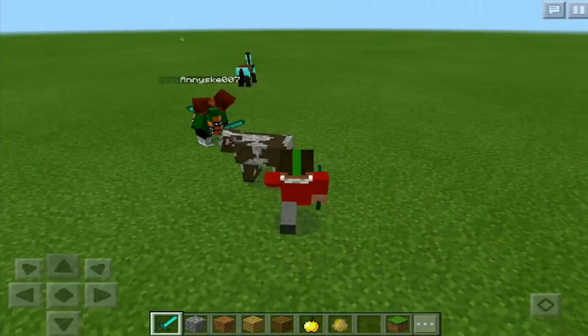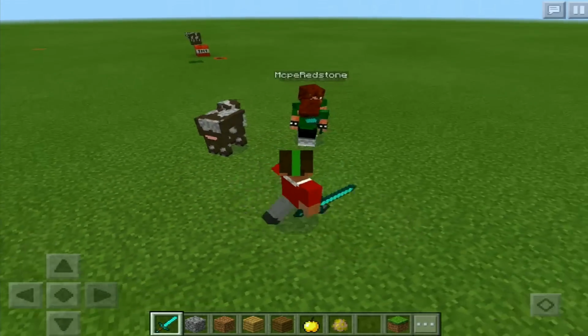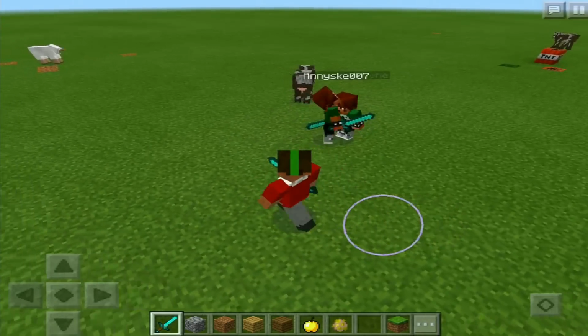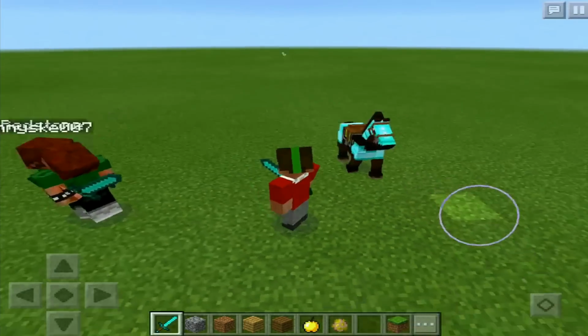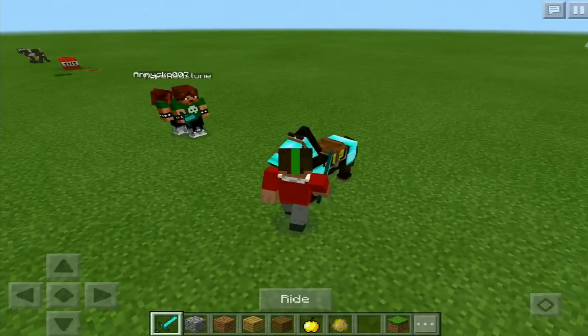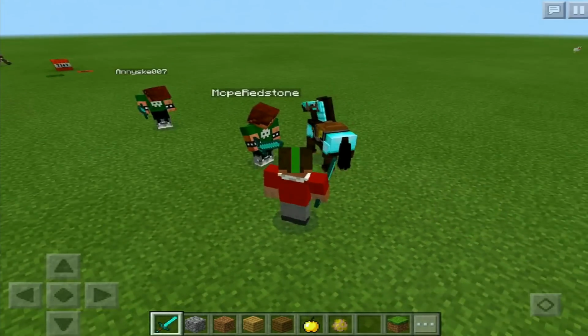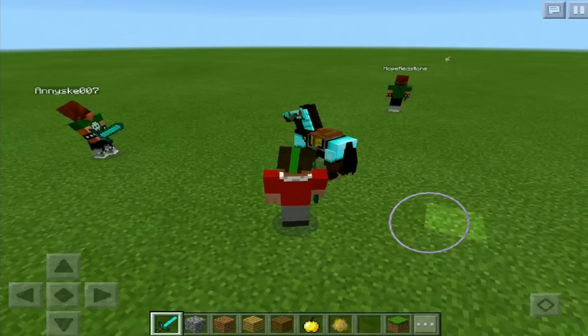Alright guys, now we're testing it out with 3 people. As you can see, Aniski has brought along his second account. I don't know what he's doing over there. But okay, let's try it out. Aniski, okay. Take a seat. Controlling 2 devices at once, it's totally easy.